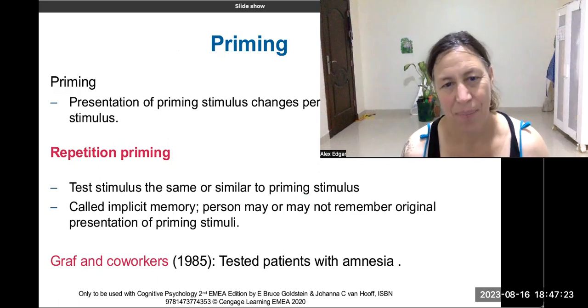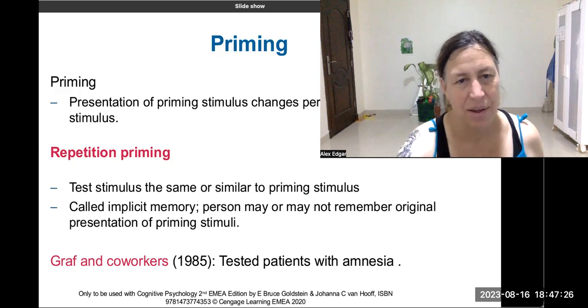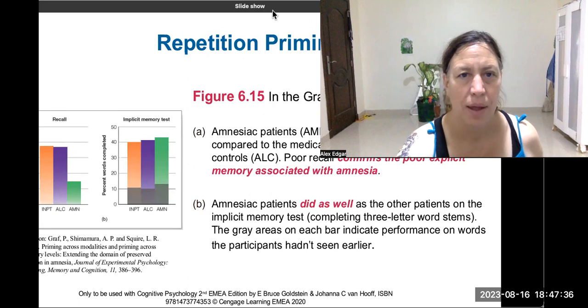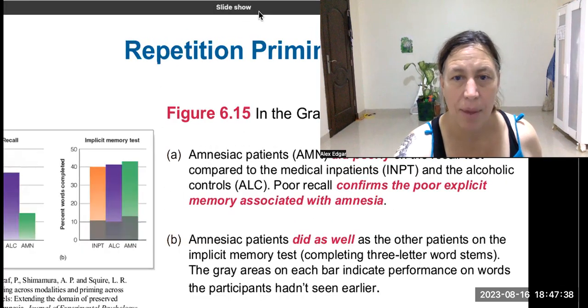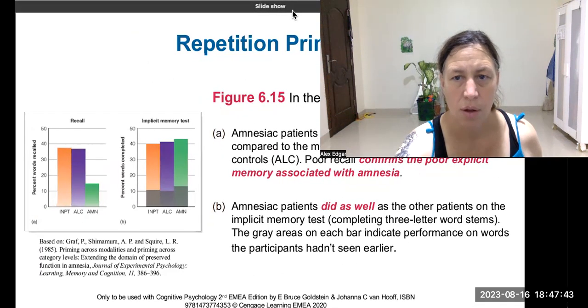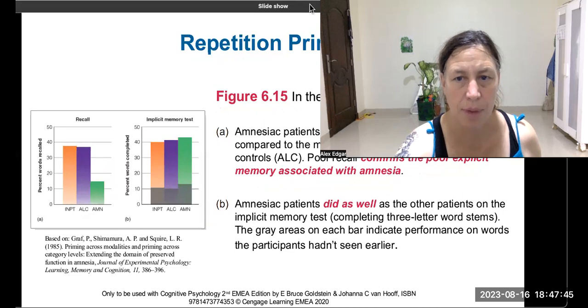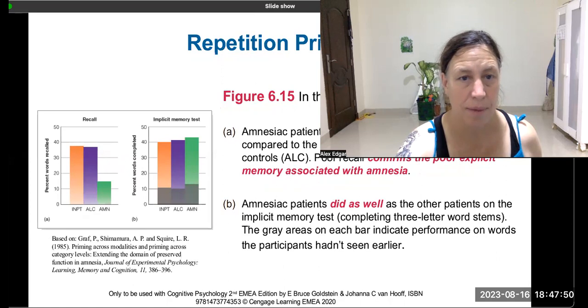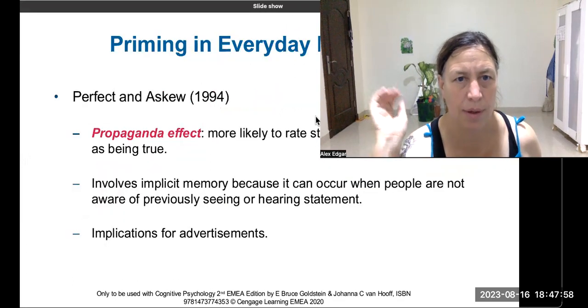Okay, that's also interesting. I'm hoping this is in chapter 6 so I can read up on it. Okay, here we go. Here's more info. Amnesiac patients did poorly on the recall test, and the poor recall confirms the poor explicit memory associated with amnesia, but they did well with the implicit memory test. We'll have to look at that in the book if you want to understand it.